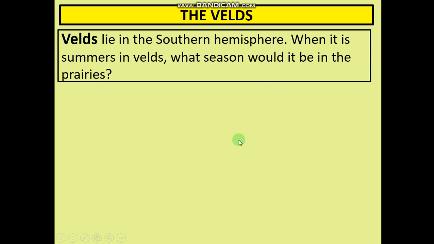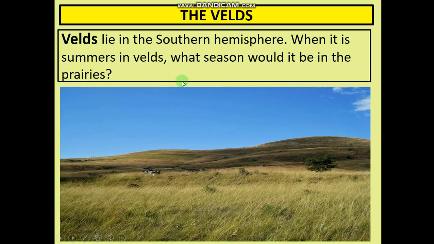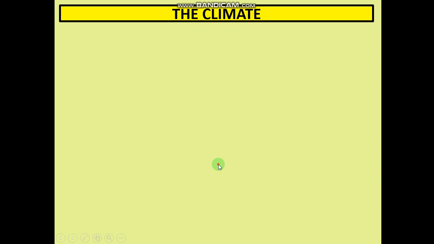Velds lie in the southern hemisphere. When it is summer in the velds, what season would it be in the prairies? Means when there is summer in the southern hemisphere and America lies in the northern hemisphere, then the season will be winter over there. And when it is winter in the southern hemisphere, then it will be summer in the northern hemisphere.